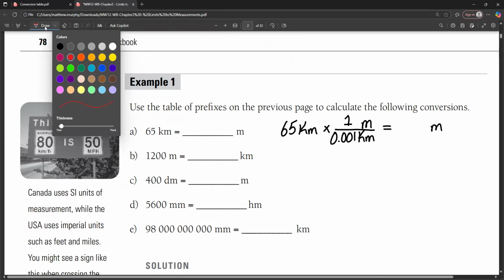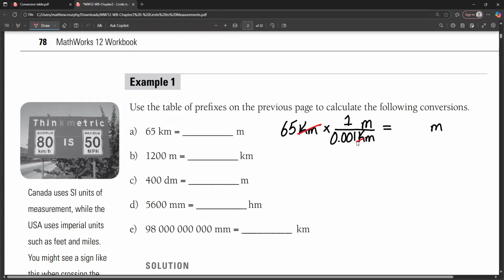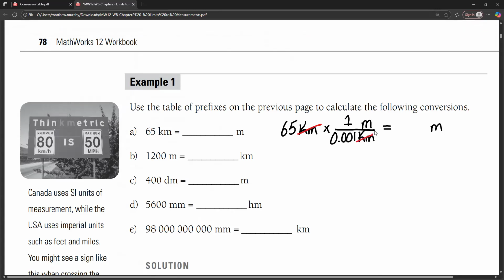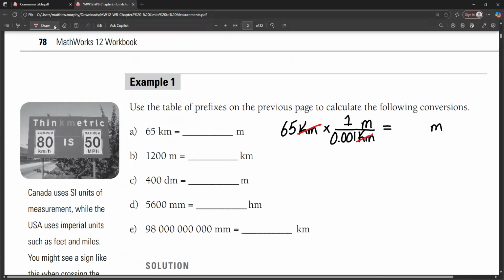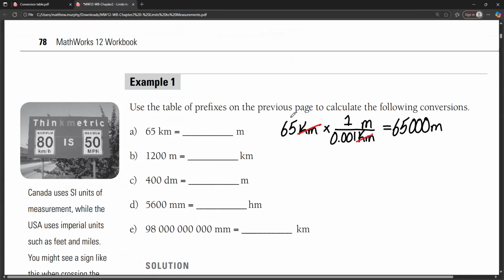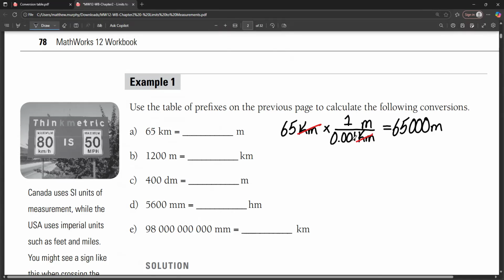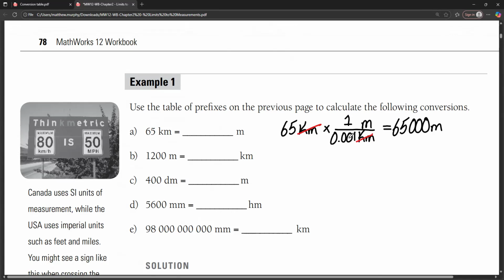And what happens is the kilometers cancel, and then you just multiply and divide in this order. Okay? So if I go 65 times 1 divided by 0.001, you will end up with the right meters if you go in that order. And we end up with 65,000. Okay? So remember, 65 times the top divided by the bottom. So as long as you have that table, you should be able to solve a lot of these. Okay?